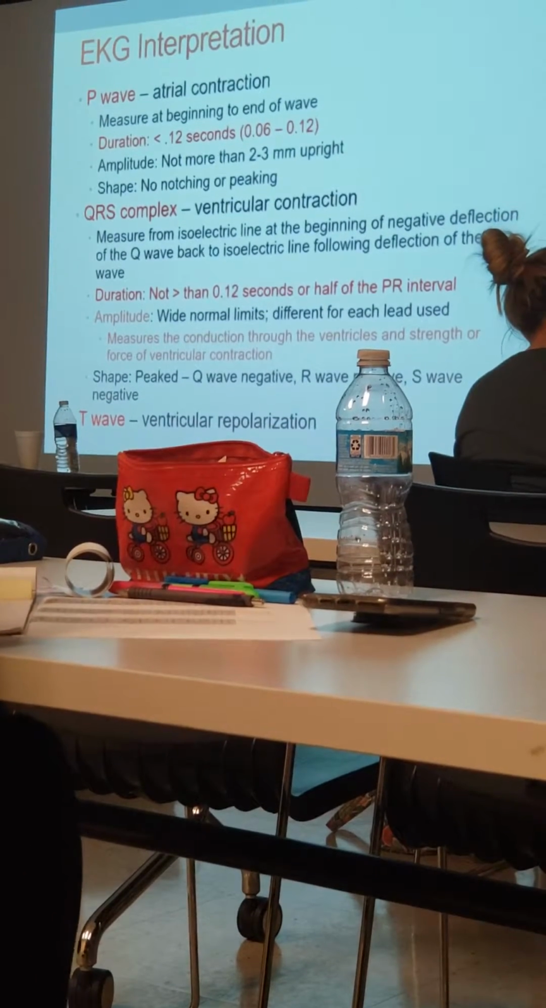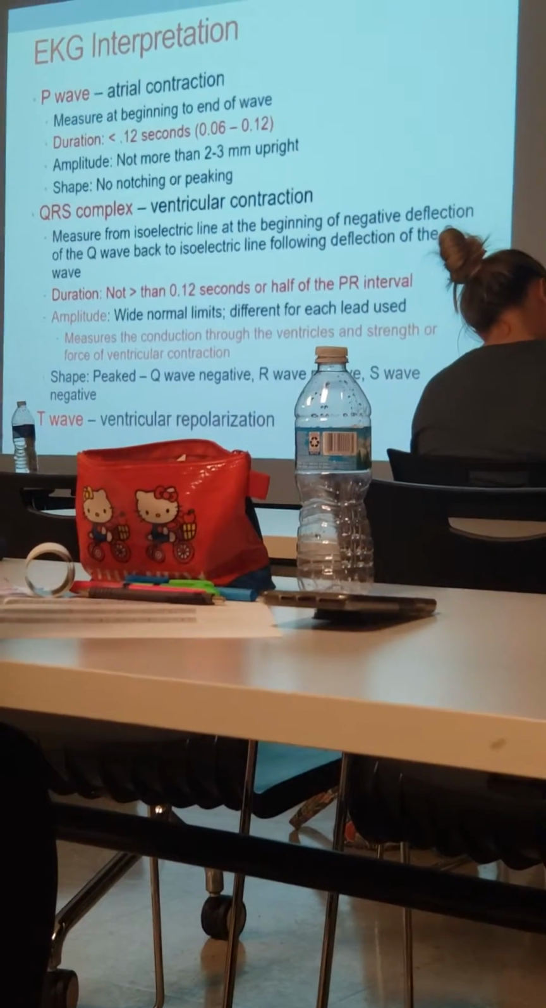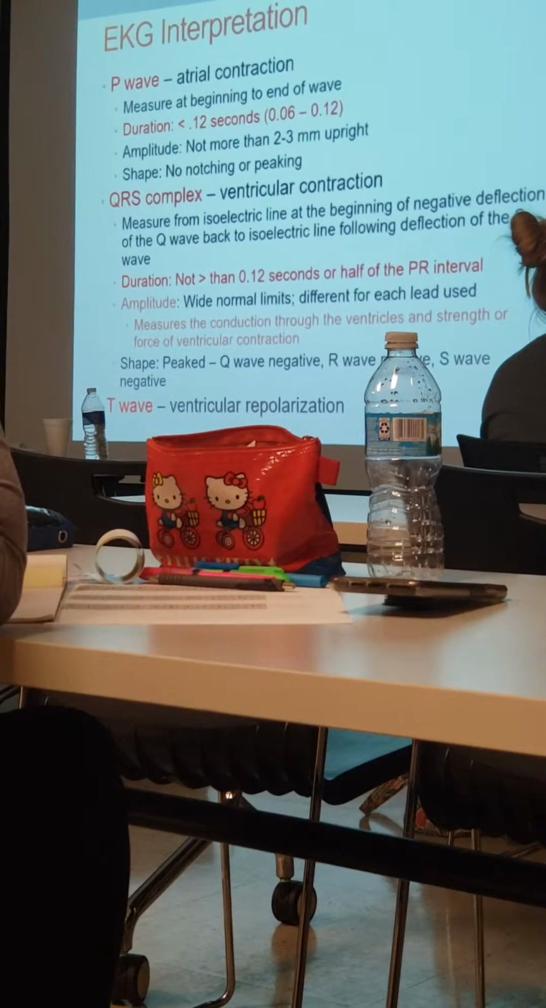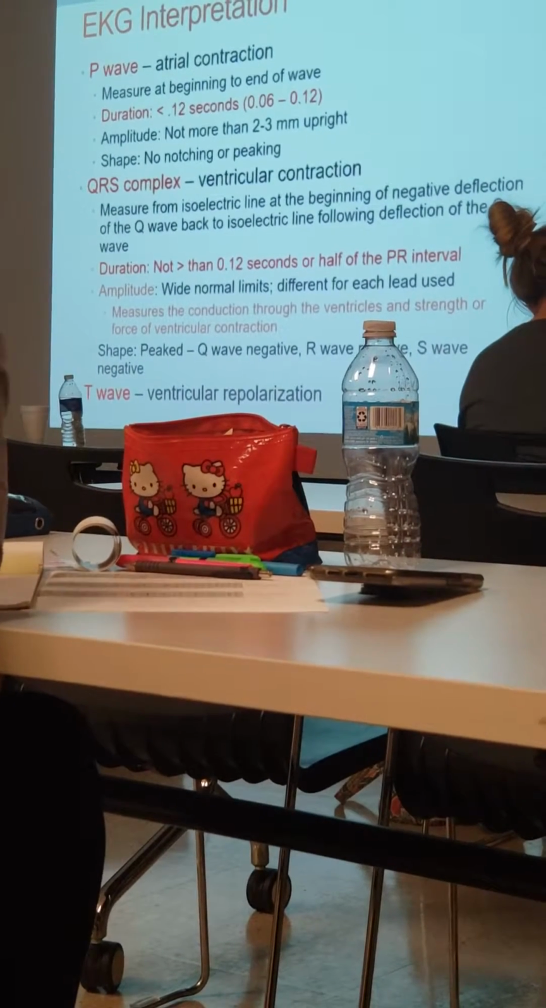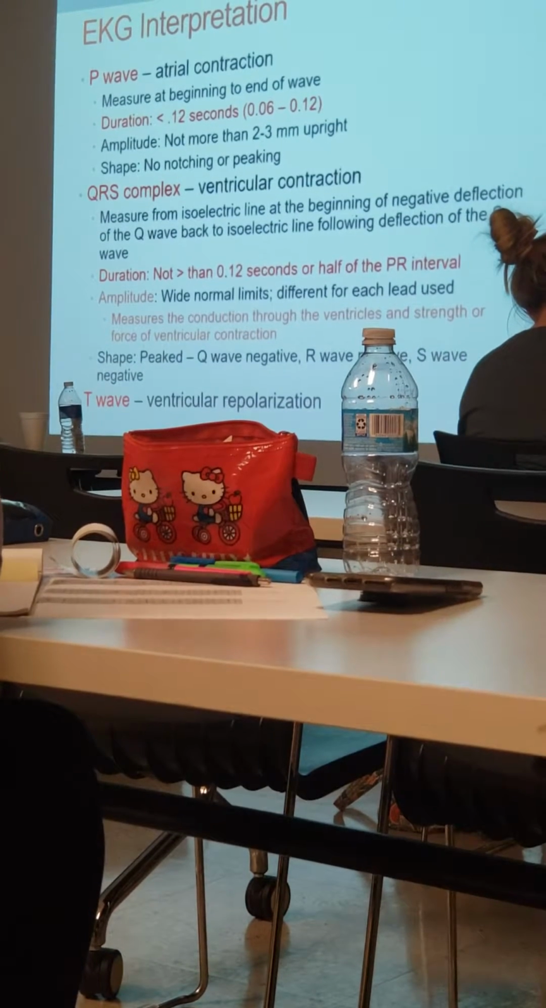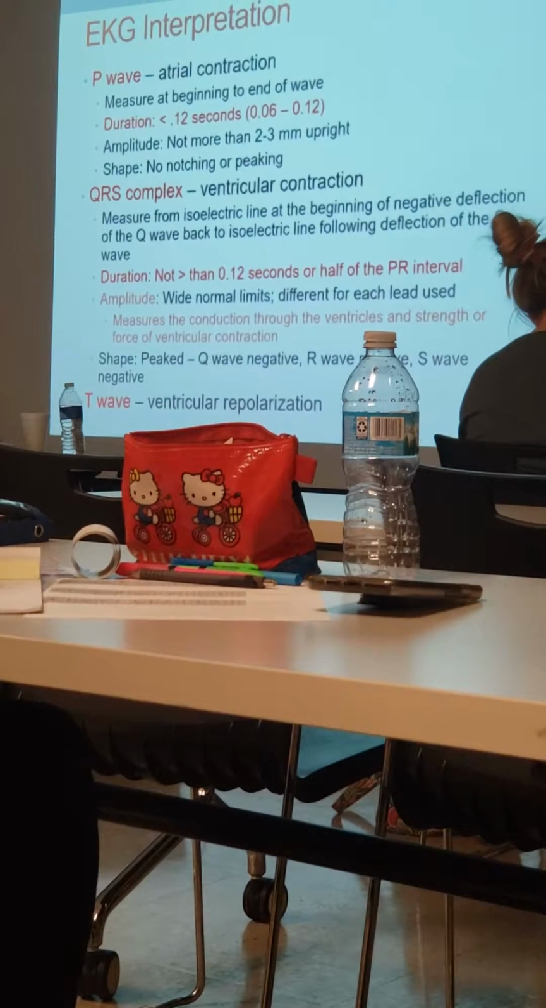So when I look at the P wave, it is representing atrial contraction. I have to be able to see it to say that it's sinus, and it's going to be measured from the beginning to the end of the wave. The duration for a P wave should be 0.06 to 0.12. So it has to be less than 0.12.